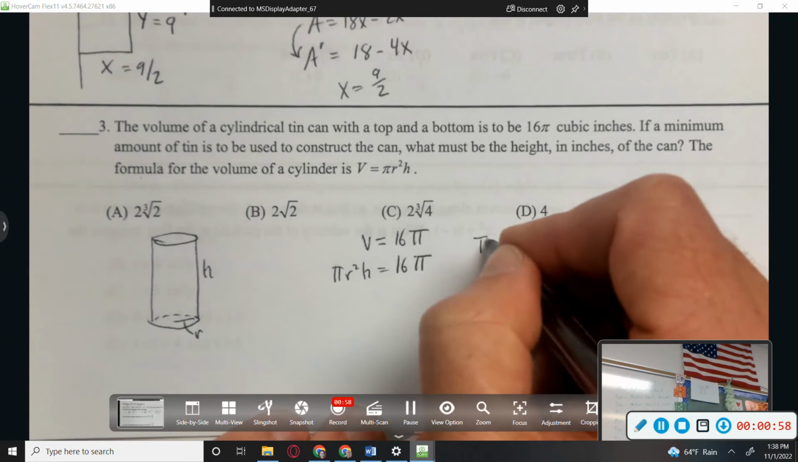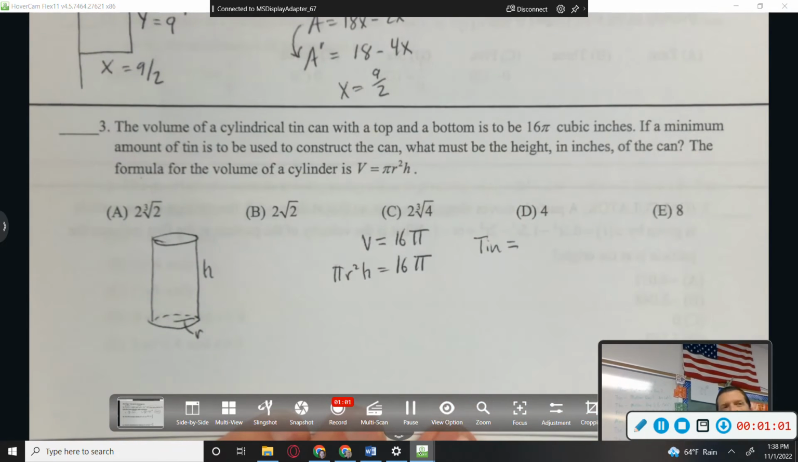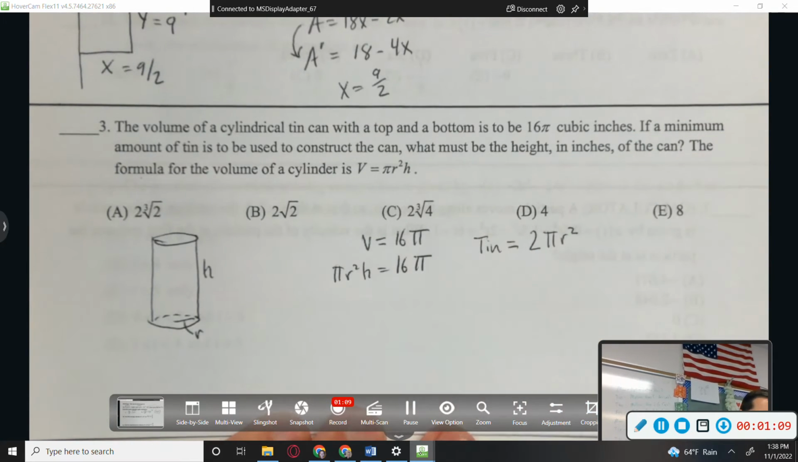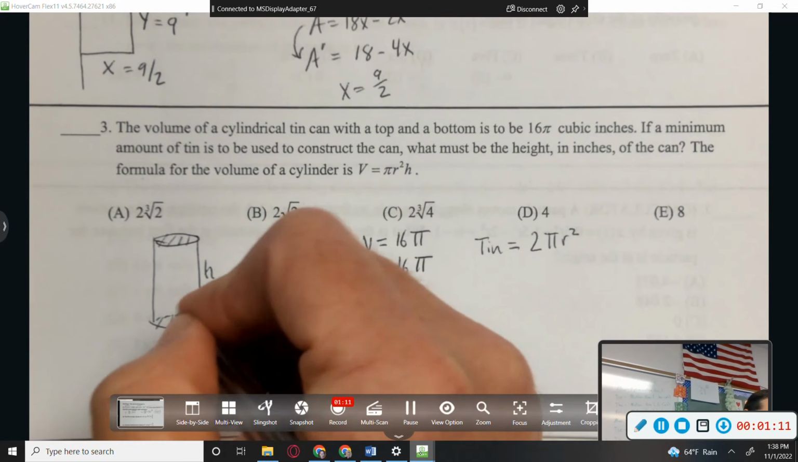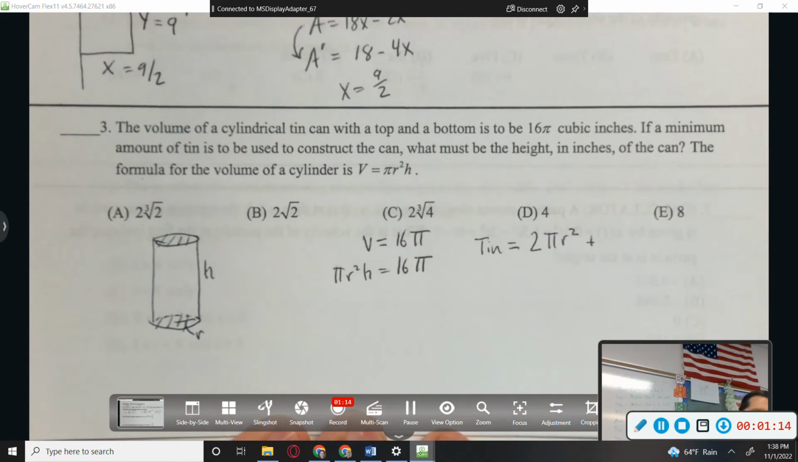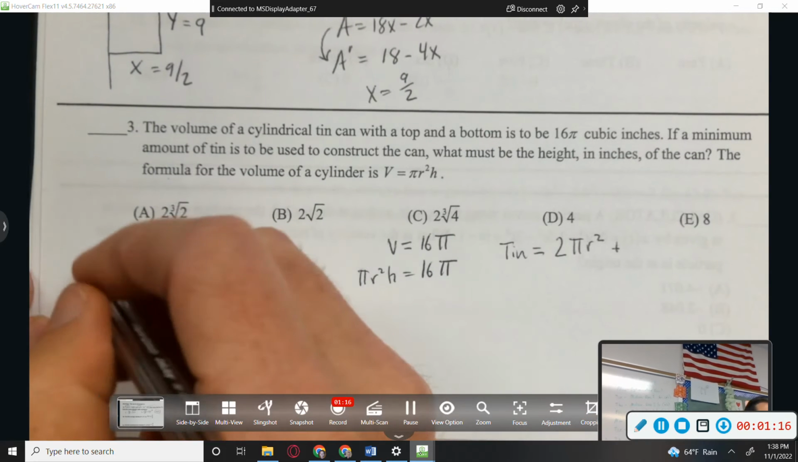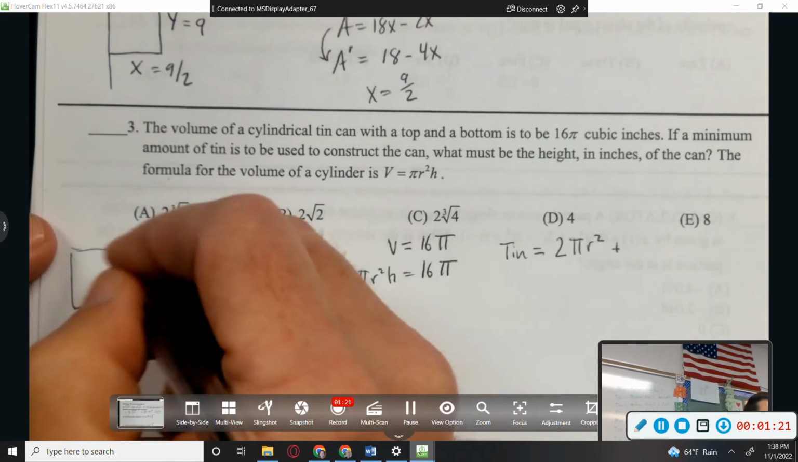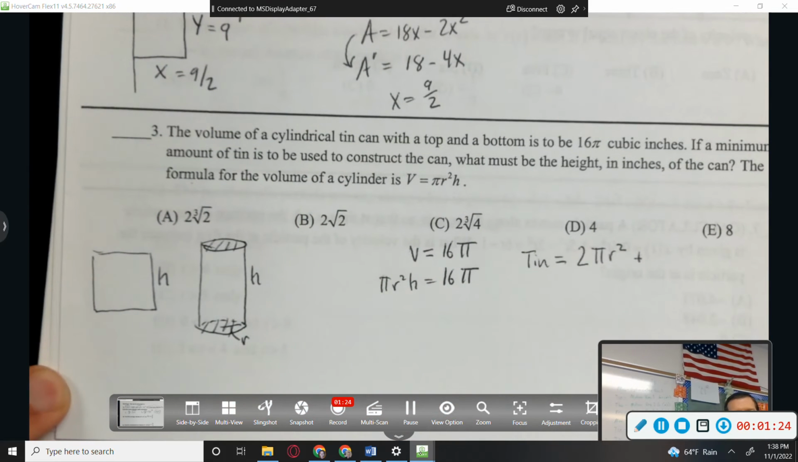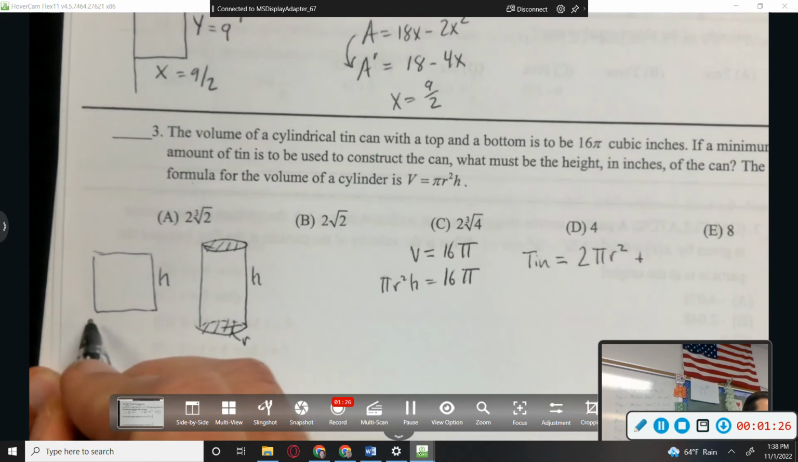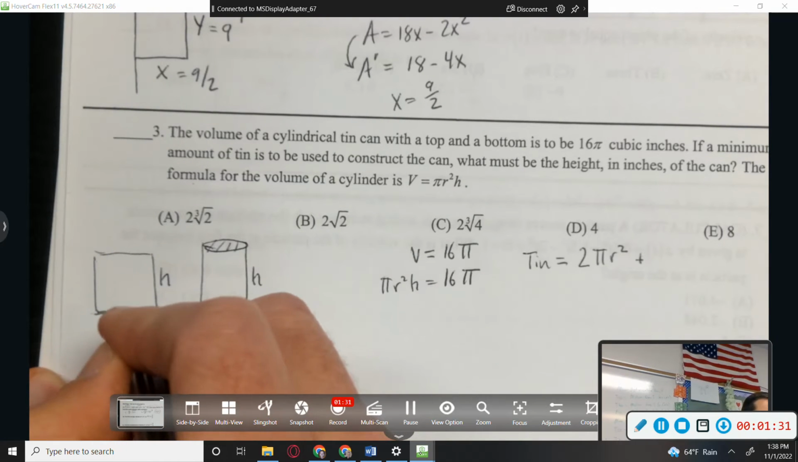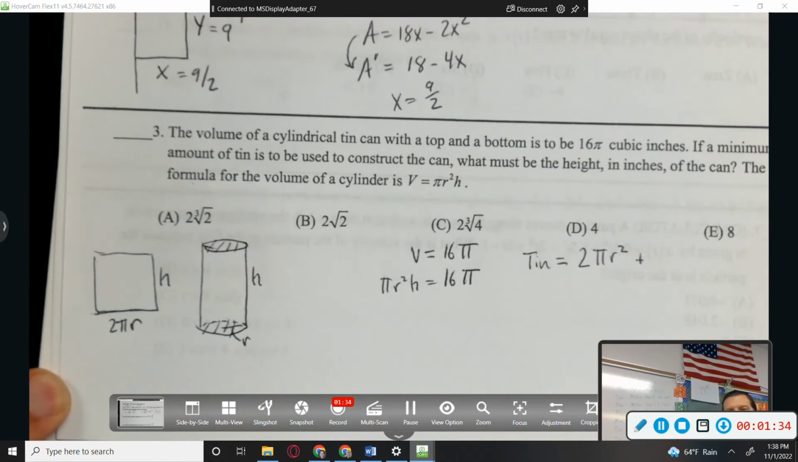So, tin equals, that would be the area. It would be how much tin we're going to use. Two circles, so 2 pi r squared. That's the top and the bottom. And then the lateral surface area, that's the fancy word for it. If you unfurled this can, it would have a height. And if I unwrapped this can, how long would this side be? That would be the circumference of the circle. Roll it out and we get 2 pi r.